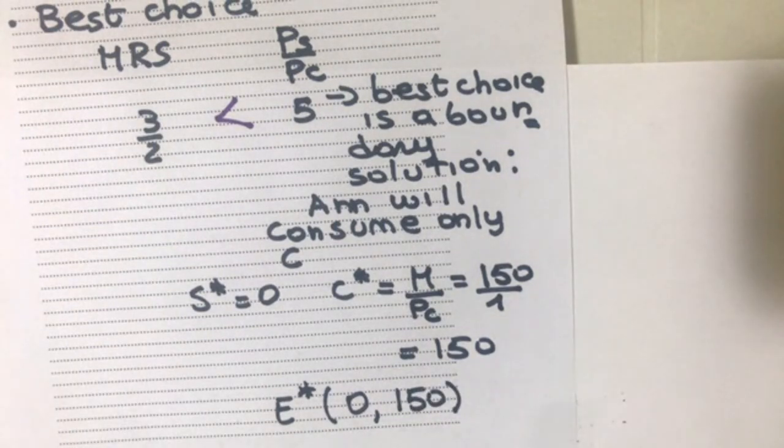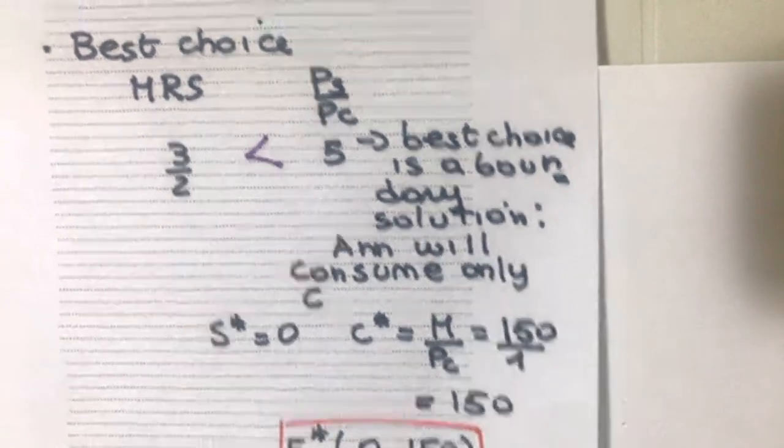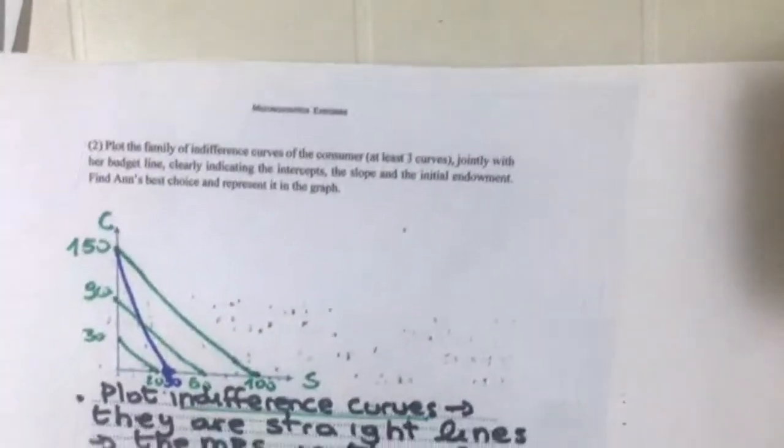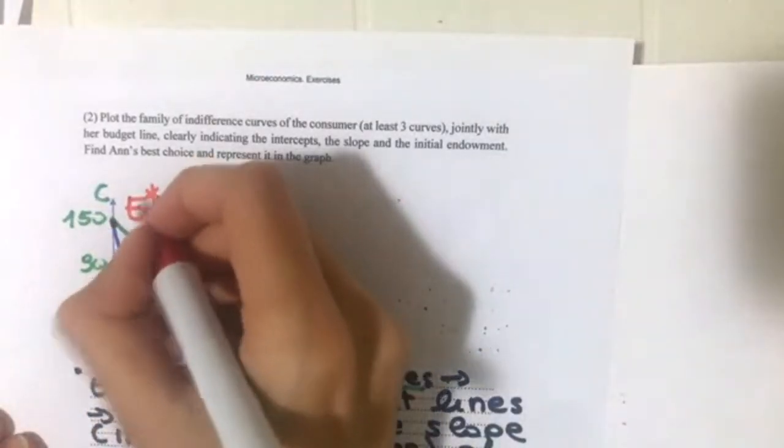And now we need to represent it in the previous graph, and we represent it using the red color. So now I show you again the graph here, and this is my E star.